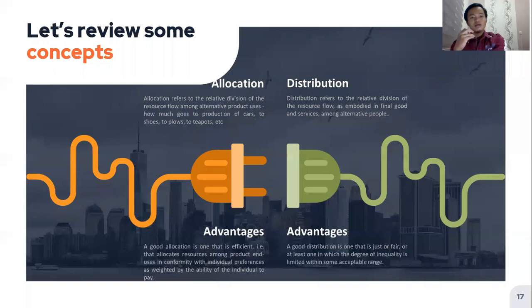Allocation and distribution. Allocation refers to the relative division of the resource flow among alternative product uses, while distribution means the relative division of the resource flow as included in final goods and services. Advantage: a good allocation is one that is efficient, allocating resources among products and users compatible with individual preferences, as expected by the ability of the individual to pay. As for distribution, a good distribution is one that is just or fair, or at least one in which the degree of inequality is limited within some acceptable range.